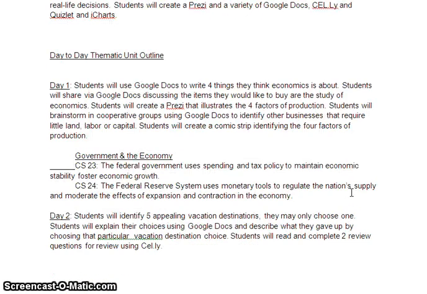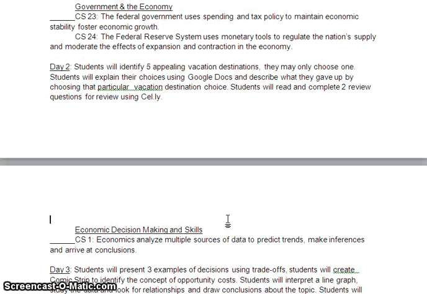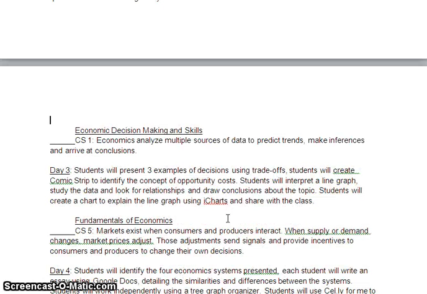For day 2, students will identify 5 appealing vacation destinations. They may only choose one of those to which they get to go hypothetically. Students will explain their choices using Google Docs and describe what they gave up by choosing that particular vacation destination choice. And students will also read and complete 2 review questions using a CELI, which we will check for student understanding.